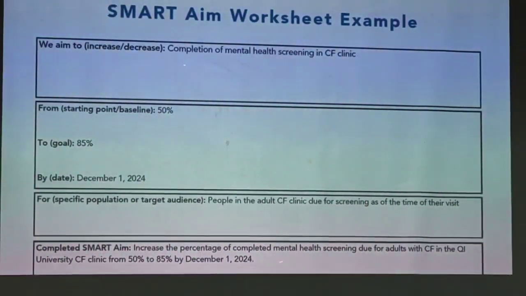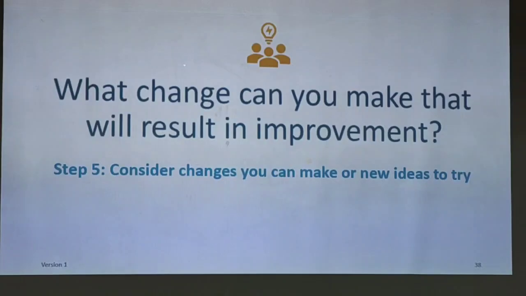So your full SMART aim becomes, we aim to increase the percentage of completed mental health screening for adults with CF in the whatever university CF clinic from 50 to 85% by December 1st, 2024. So very clear, achievable, measurable aim with a timeline to it. And so this is really how I encourage you to set your goals when you do a project.